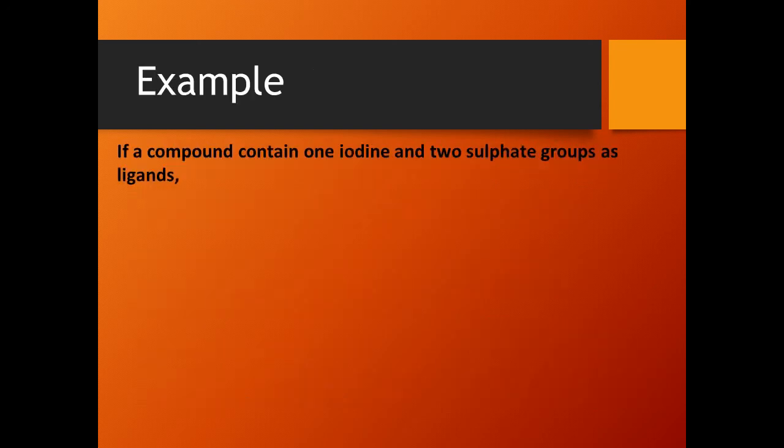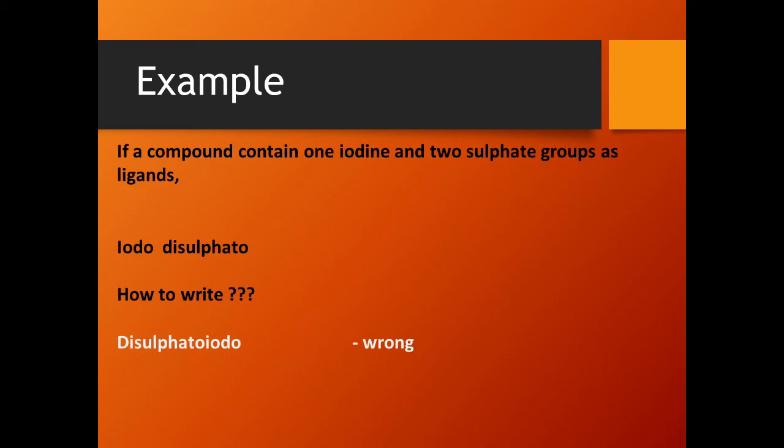suppose you have one iodine and 2 sulfate groups as ligands. Now how are we going to write the name? Since it has only one iodine but 2 sulfate groups, you have to use a prefix di before the sulfate. So it should be like this: iodo and disulfato. Which order are we going to write it in? If you write disulfato iodo, then it is wrong. If we write it iodo disulfato, then it is right.